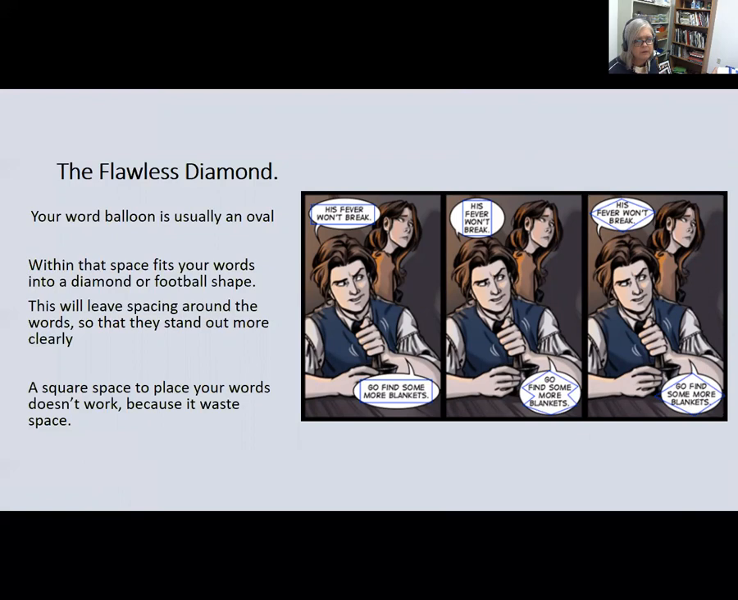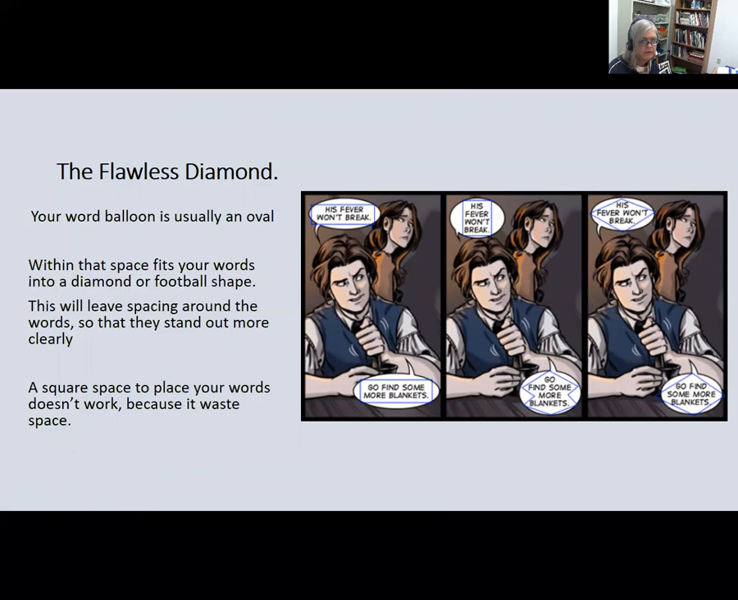If you draw a square or rectangle around your words, you end up with a lot of wasted space. You see all this wasted space here and here? It's the diamond that cuts down on the extra space, but at the same time, make sure that when you draw that bubble around it, you're not crowding the bubble right up to the edge of the words.